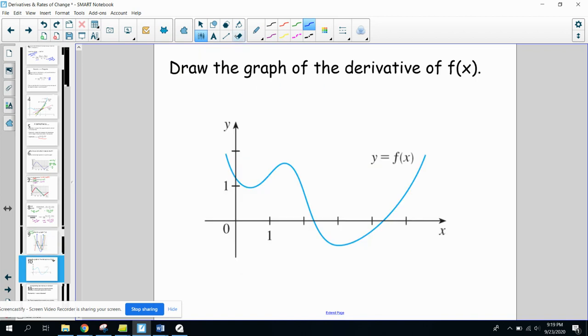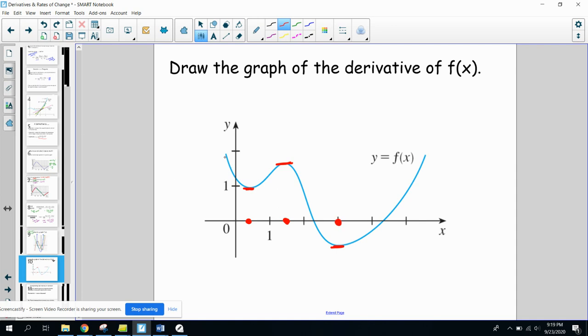So here we have, again, a regular function, f of x, and we want to graph the derivative. So again, first thing I would do is find where my slope is 0. So my slope is 0 around this point. So I'm just going to bring it right down, and that's going to be where it crosses the x-axis on my derivative. Again, here's another slope of 0, so I'm going to carry it down, so it's going to cross here. And then I have another slope of 0 somewhere here, so I'm going to put it up here.